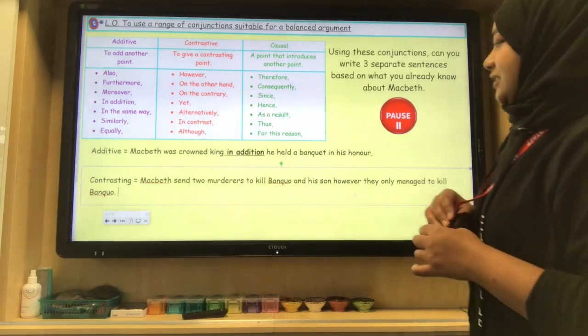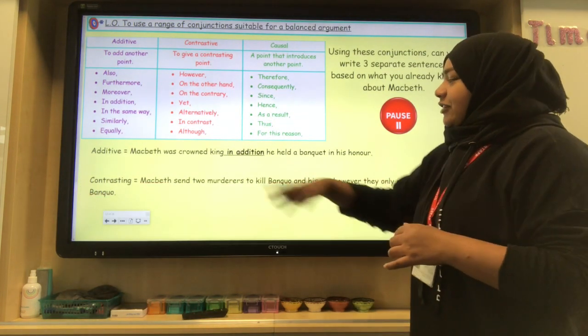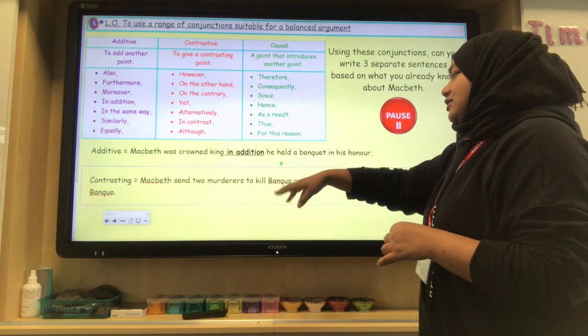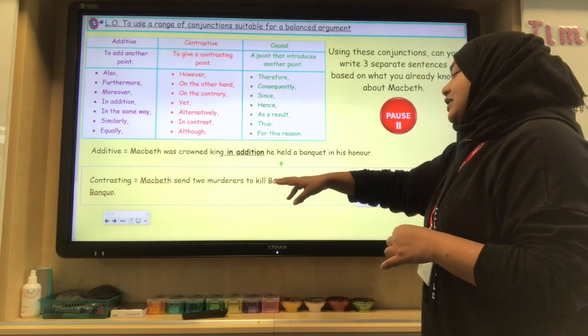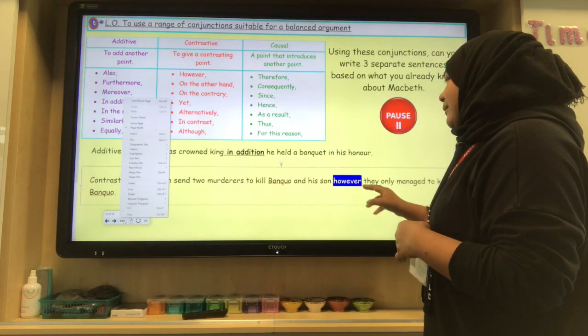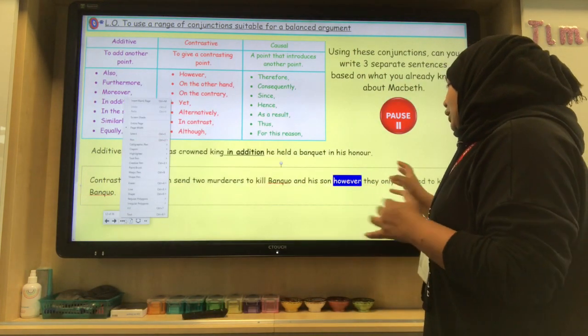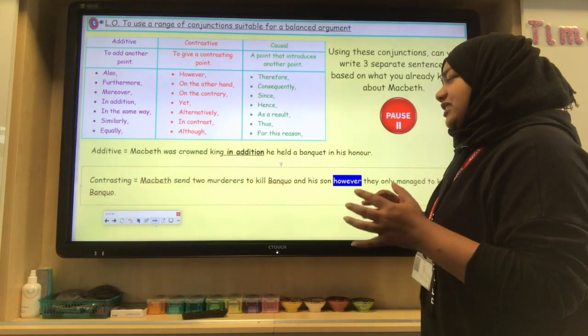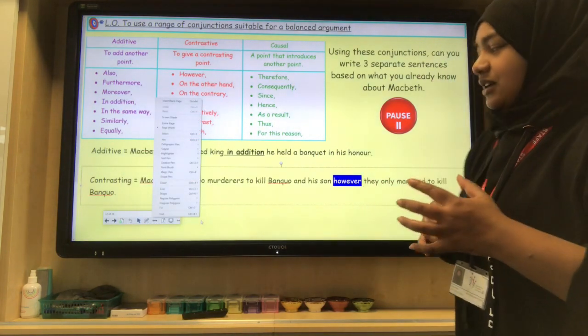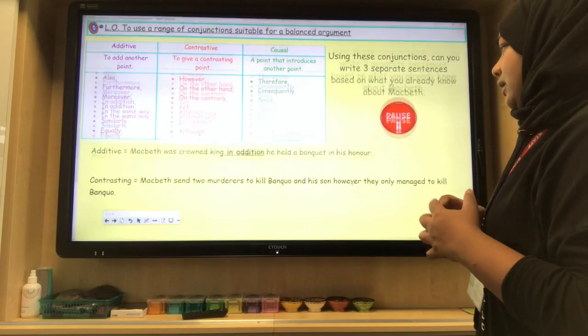Okay, so it's giving you a different point. So yes, I've made that statement. Macbeth sent 2 murderers to kill Banquo and his son. However, so giving a different point, they only managed to kill Banquo. So actually they didn't complete the job in its entirety. They actually managed to kill just 1 out of the 2.